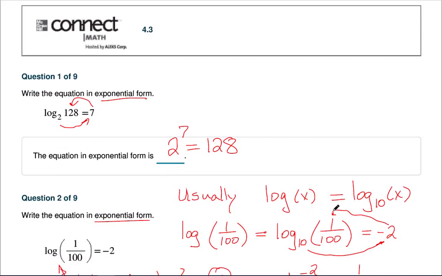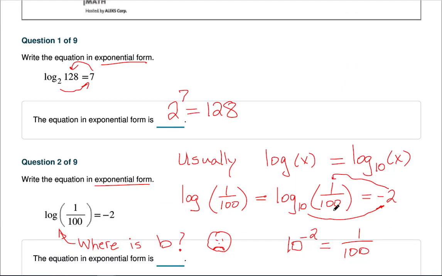So let's look at the homework here. In question 1, we have log 2 of 128 is 7. They want us to write this in exponential form. All that means is take the base, raise it to the answer, and have it equal to the item on the inside. So 2 to the 7th is 128.